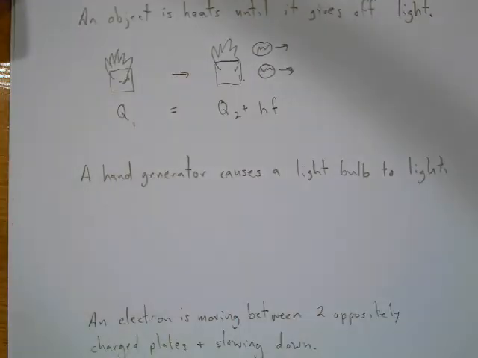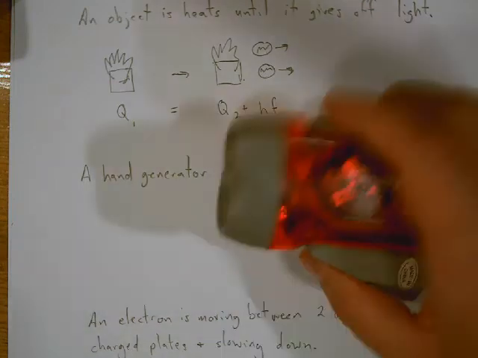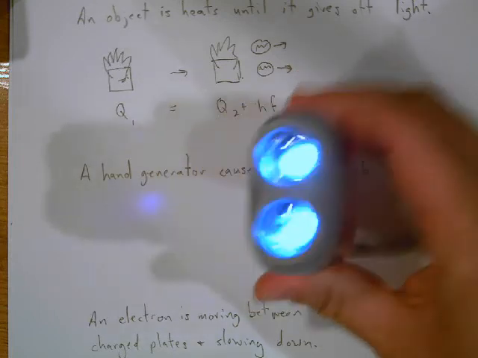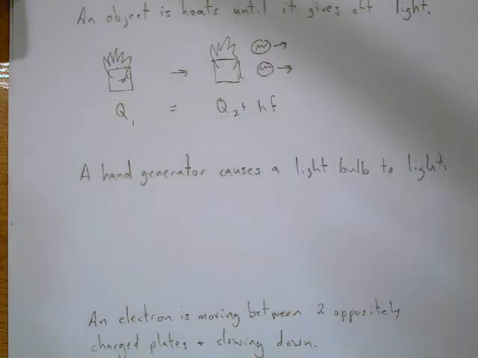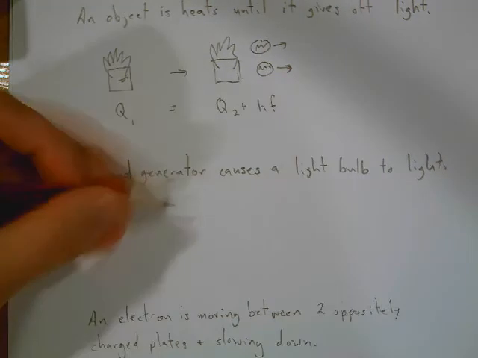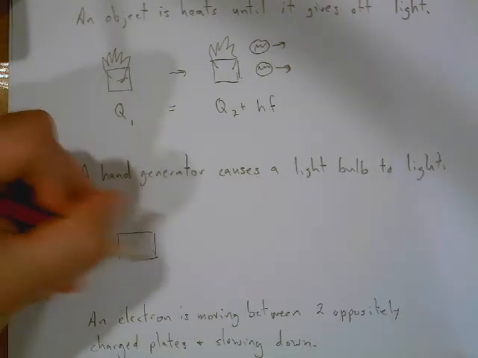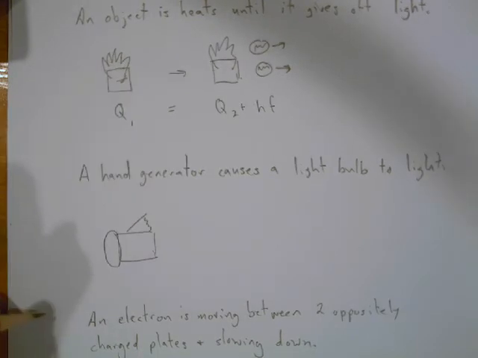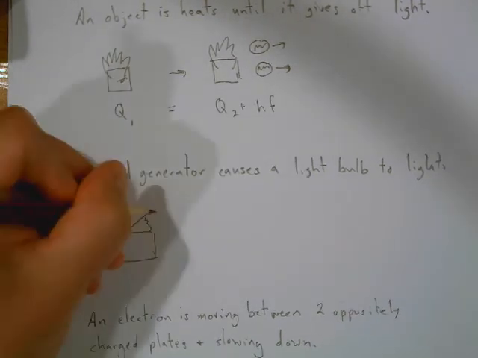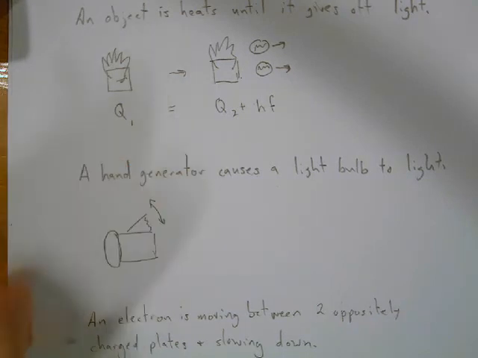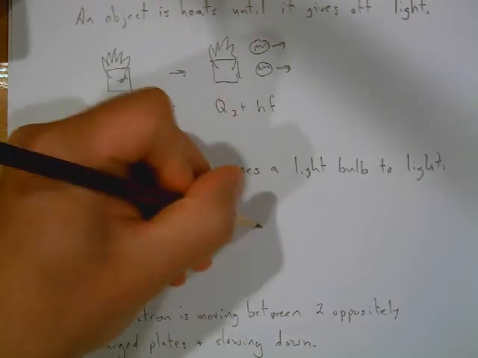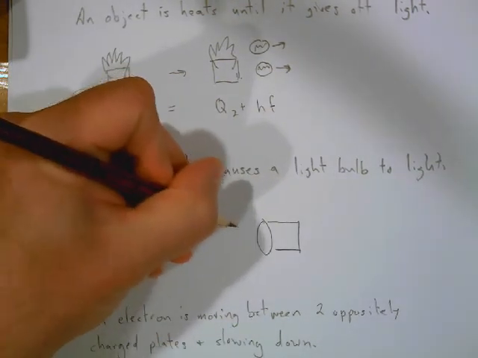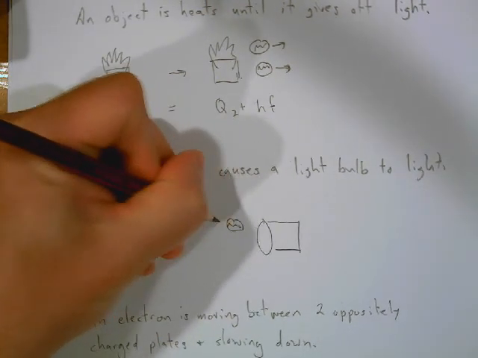All right, you have a hand generator, and it's going to cause a bulb to light, so I have my flashlight here. Pretty exciting, isn't that? So let's draw that. Here is my flashlight. Here's the little crank thing, and then here would be the light part. Remember, I did minor in art. So to start, this is moving back and forth, and then to end, you're getting light being given off here.